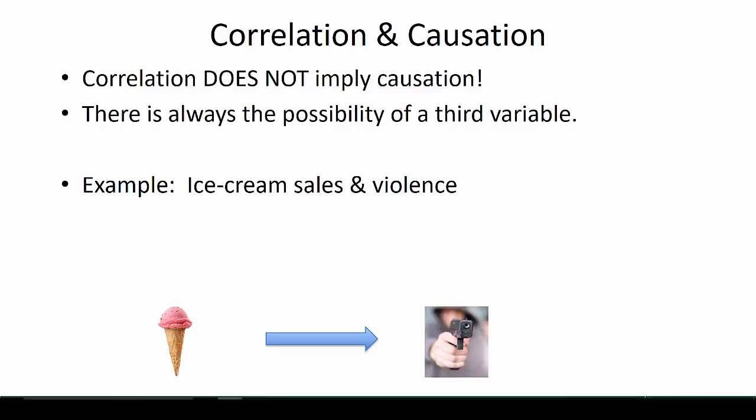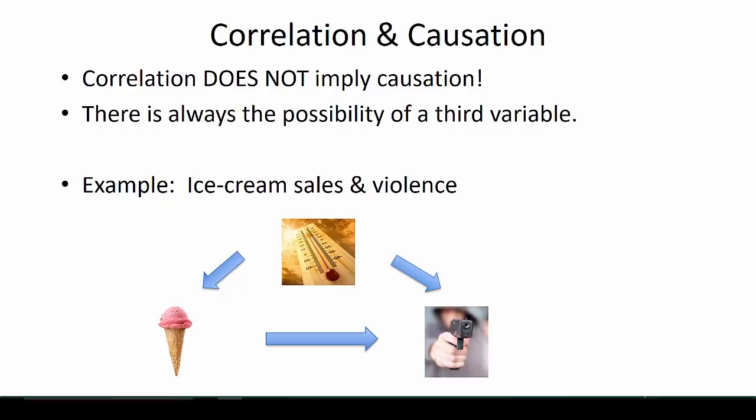And that's because there's a third variable that's responsible for the relationship between these two variables, and that would be heat. So heat tends to increase ice cream sales. People like to eat ice cream when it's warm outside. And heat has also been known to increase human aggression. So violent crimes are more often committed during the warmer months.